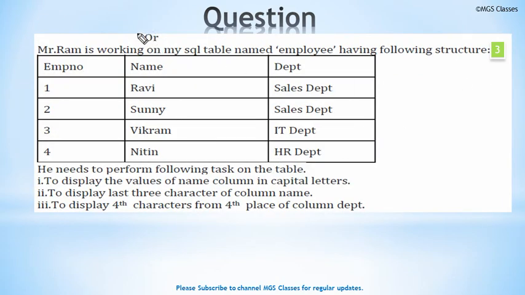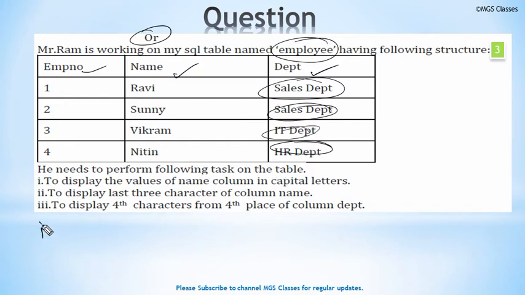So the OR portion is given like this: Mr. Ram is working on a MySQL table. Its name is employee, and it has 3 columns: employee number, name, and department name. Okay, department name is given like sales department, IT department, HR department. You need to write down the SQL query for the following tasks.